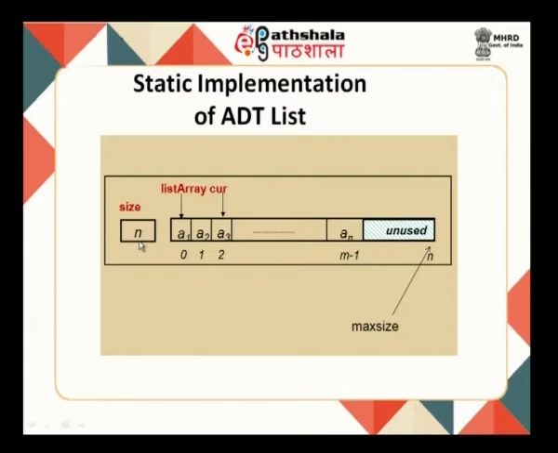So, this is the size n, this is the elements list array, this is the whole array list array, this is an unused thing. You can make current point to any element in the array. We have stored m elements here, and this is the list array, this is A1, A2, A3, and this is the maximum size allowed. So, this is unused. Remember, this whole thing has to be allocated before runtime. That is the major aspect here.